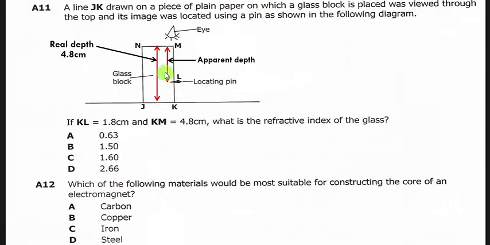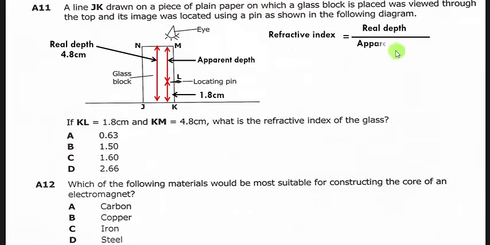Now here we have been told KL is 1.8. From here to here it's 1.8 centimeters, but the apparent depth is from here to here. Now if we want to find the refractive index, it is the real depth divided by the apparent depth. So refractive index is equal to real depth over apparent depth.